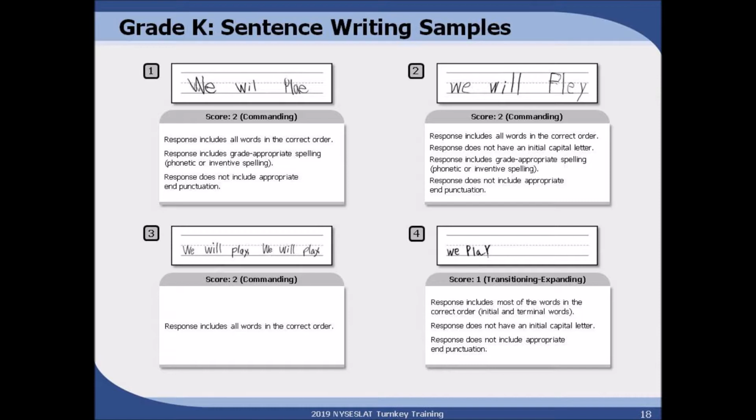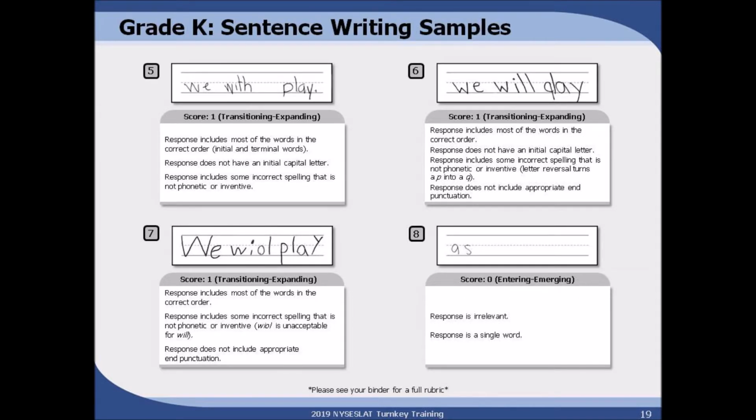Sample 4 is scored a 1. The response includes most of the words in the correct order. The first and last words are in the correct order. It is acceptable for a score of 1 that the response does not include an initial capital letter or end punctuation.